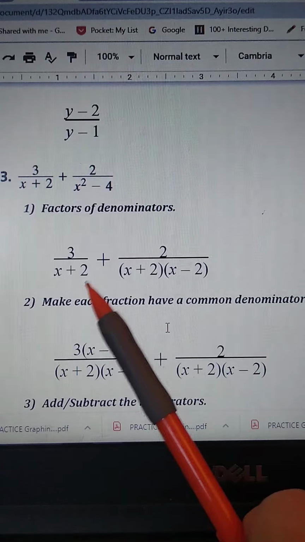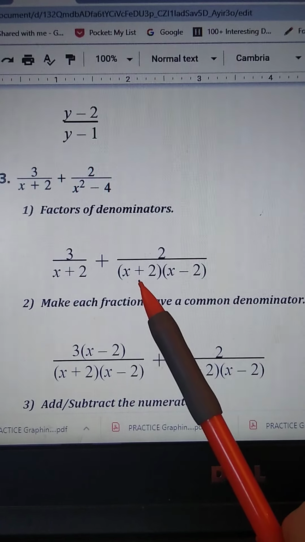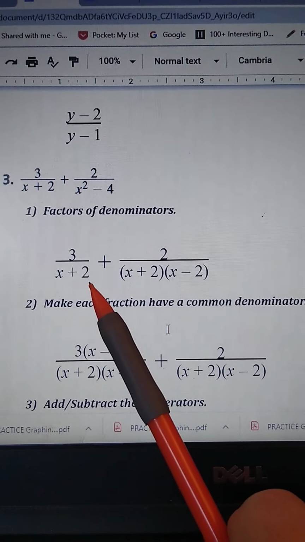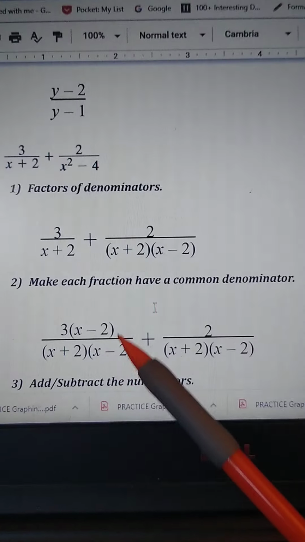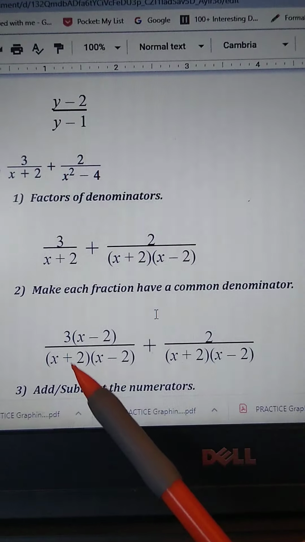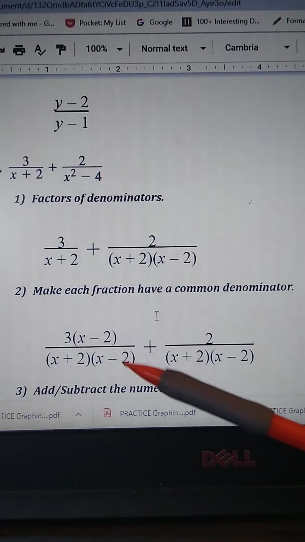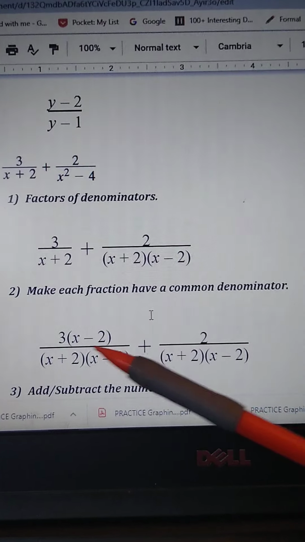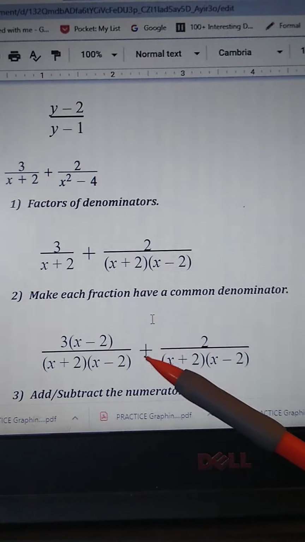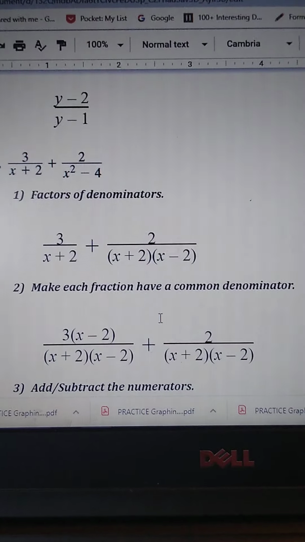Now you can see they actually share a factor. So this already has x plus 2 and this has an x plus 2. This has x minus 2, this one does not have x minus 2. So all I have to do is multiply top and bottom by x minus 2 on this left fraction, and I'll have common denominators. So I'm going to multiply top and bottom by x minus 2 over here. So that gives me 3 times x minus 2, or 3x minus 6, plus 2 for my numerator, all over my common denominator.